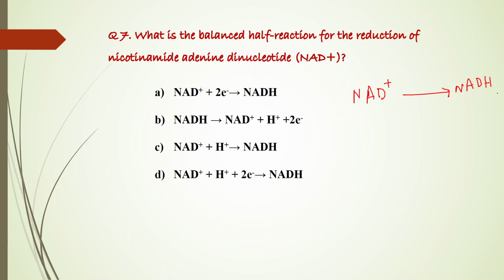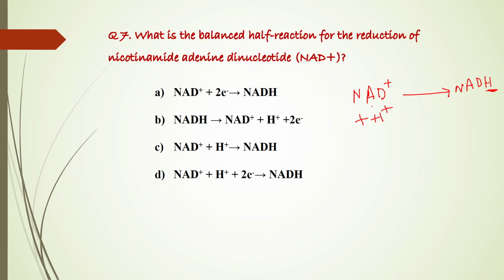How will that transition go? What do you require to go from NAD plus to NADH? You require an H plus, because you can see we have added an H plus here. So obviously you require an H plus for this transition. Now we have to balance this equation. We know that NAD plus will get reduced in the presence of H plus to give you NADH. But now we need to balance this equation.